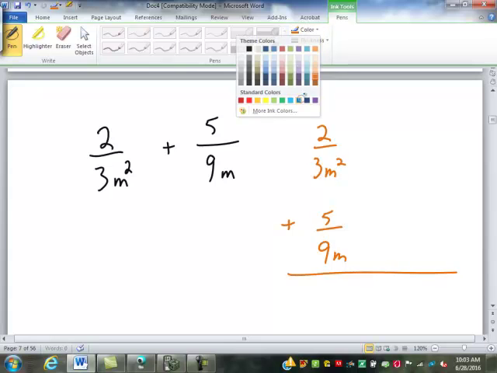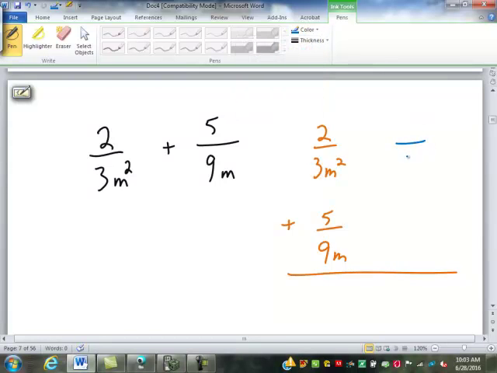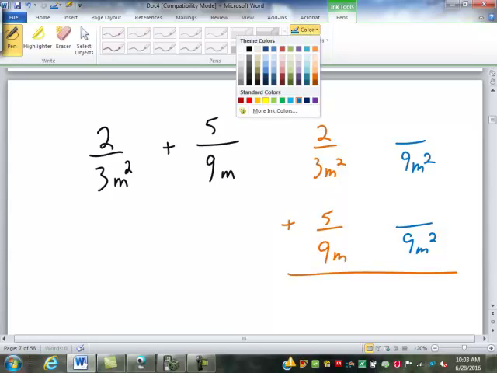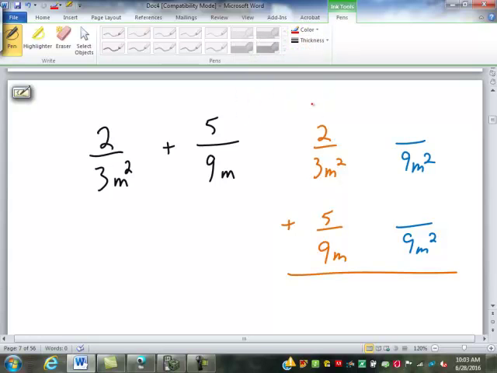What do we get for a common denominator? 9m squared. Good. I'm going to stop there. Any questions on where the 9m squared came from? The 9 is just the least common denominator between 3 and 9. And then for the variable, you take the highest power of the two. So m squared. Bless you. So m squared is the higher power.